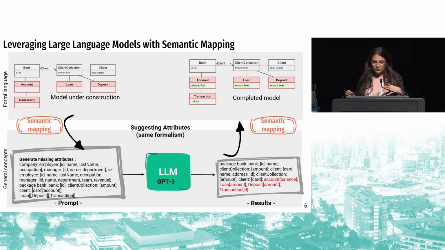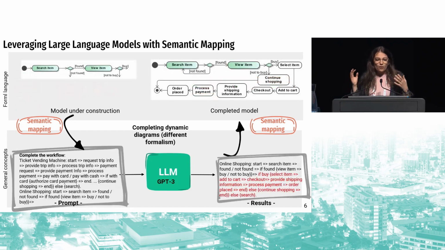We also studied the attribute suggestions. We only need to adapt the prompt and the semantic mapping. And we also can do this within a different formalism, like a dynamic diagram, here an activity diagram. Again, we will have to work on the prompt and the semantic mapping. Further details are available in the paper, because I don't have time to share this with you today.